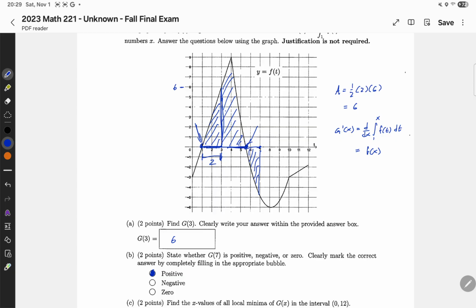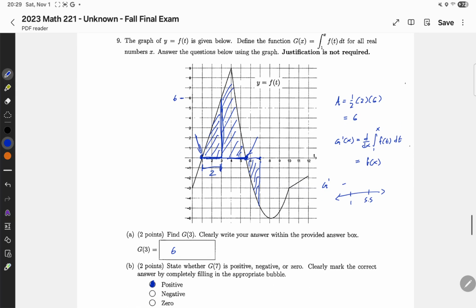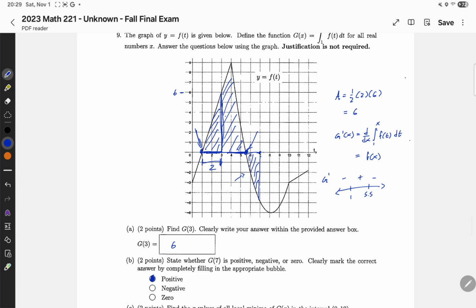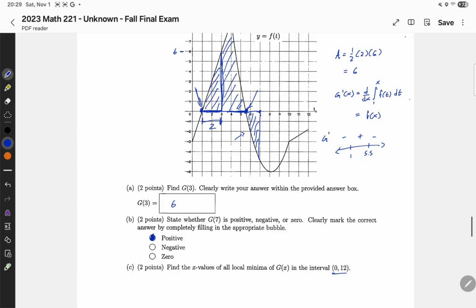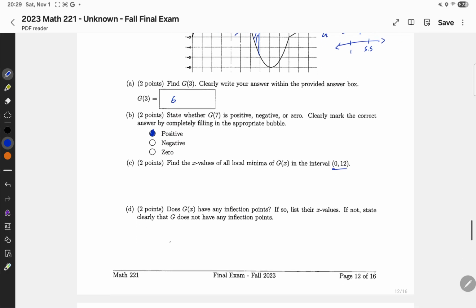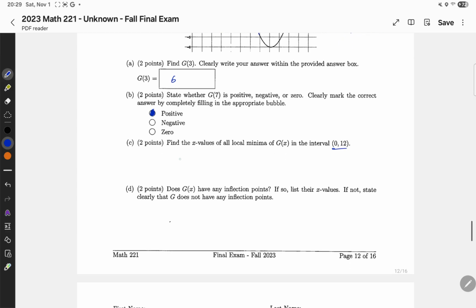And so now what we want to look at is, because g prime is equal to f, let's write a little number line here, our number line analysis from earlier. So if we look at g prime, we know that it's going to be 0 at 1 and at 5.5. Before 1, g prime is negative. After 1, it's going to be positive, right, because it's in this upper section. And after 5.5, it's going to be negative again. And so to get a minima, we're going to look at this negative and then positive portion. So the only x value for which g of x is going to be at a local minimum is x equals 1, just like that.